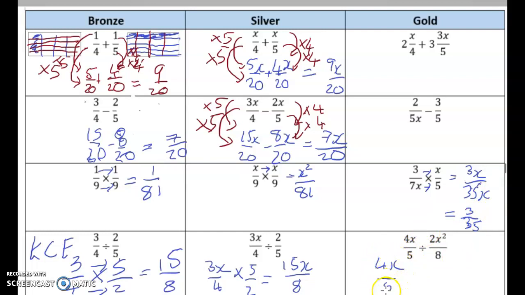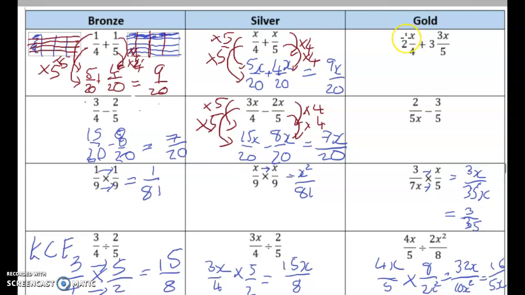Okay, I'll show you again with this division one. 4x over 5, keep, change, flip. That gives you 32x over 10x squared. You've got to say, look, what can I divide top and bottom by? Well, here you can divide top and bottom by 2 and x, so you end up with 16 over 5x.